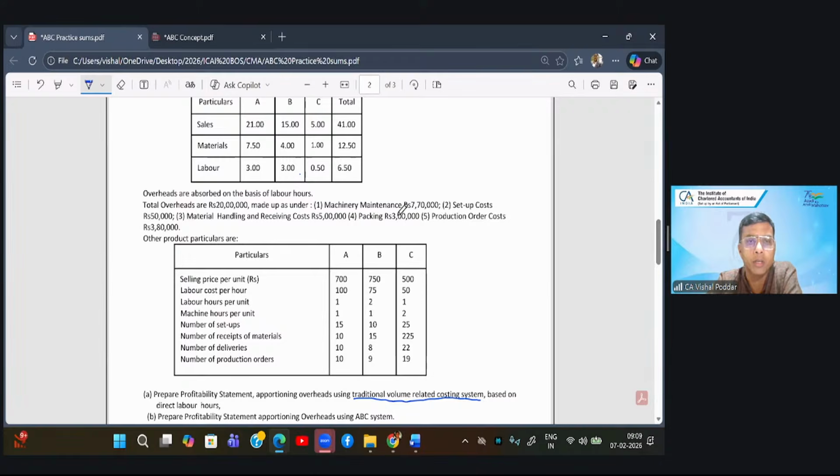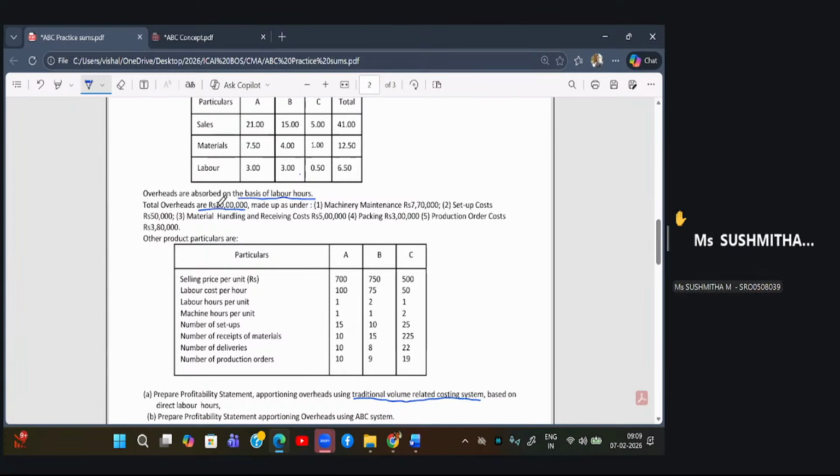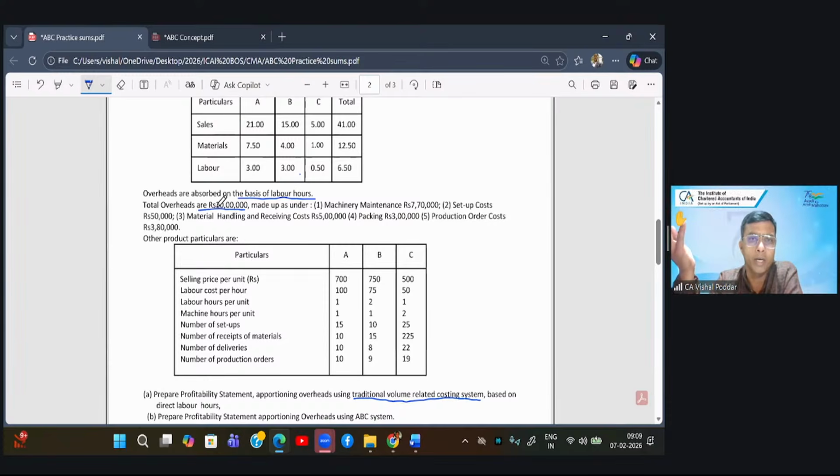For traditional, see, the total overheads is 20 lakhs. If you add up all these activity costs, the breakup given, it will add up to 20 lakhs. And the basis given is labor hours. So it is simply 20 lakhs divided by total labor hours. This is the OHR for the traditional method, nothing else. So it is so simple. 20 lakhs is the total overheads.